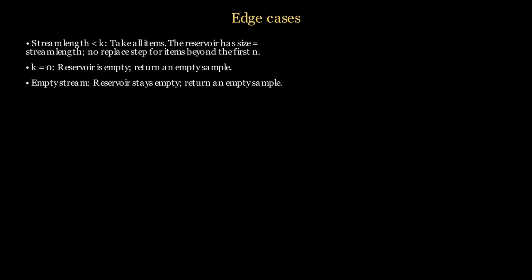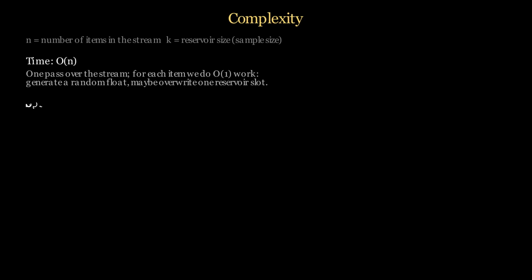Edge cases. If the stream has fewer than k items, we take all of them, the reservoir is just the whole stream. If k is 0, we return an empty sample. If the stream is empty, we also return an empty sample. Time is O(n), we make one pass over the stream, and for each item we do constant work, generate a random number and maybe overwrite one slot in the reservoir. Space is O(k), we only keep the reservoir of size k.